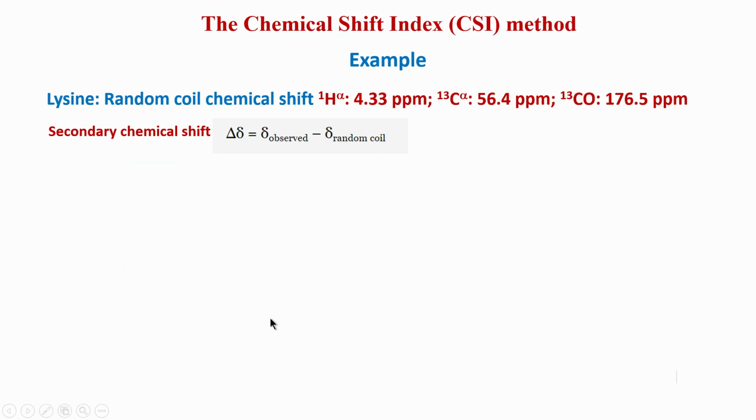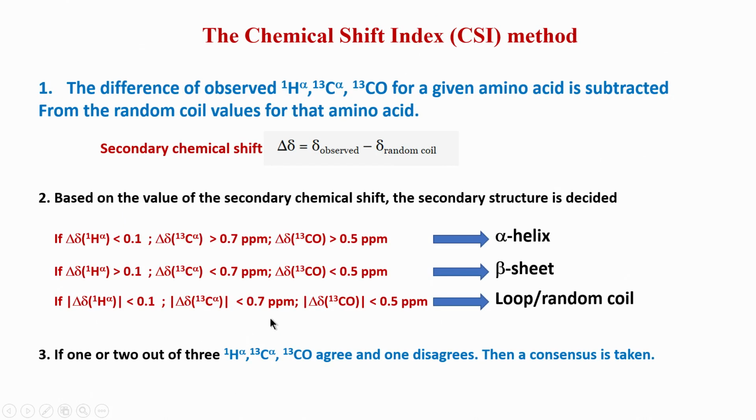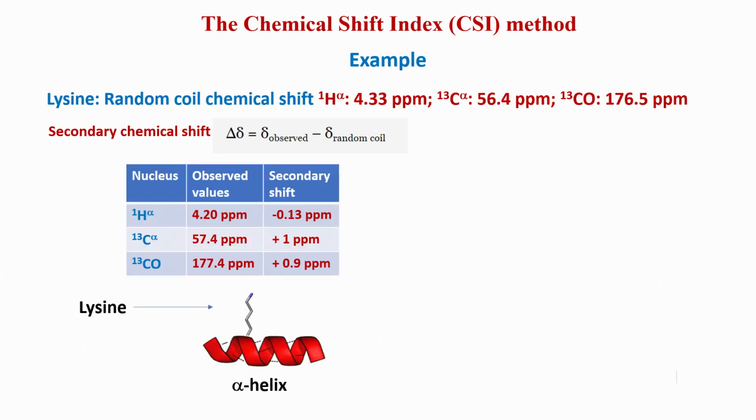Let me correct it here: this should be minus, and here it should be less than minus. Please note this correction, because when I wrote absolute, this should be minus. When you talk about less, it is minus. So, this is what we see: the lysine, for this particular set of values, can be considered to be in the helical conformation. This is the side chain of the lysine, shown here.